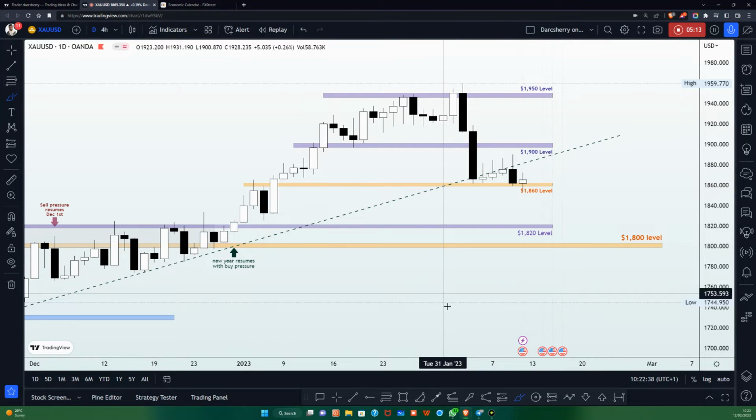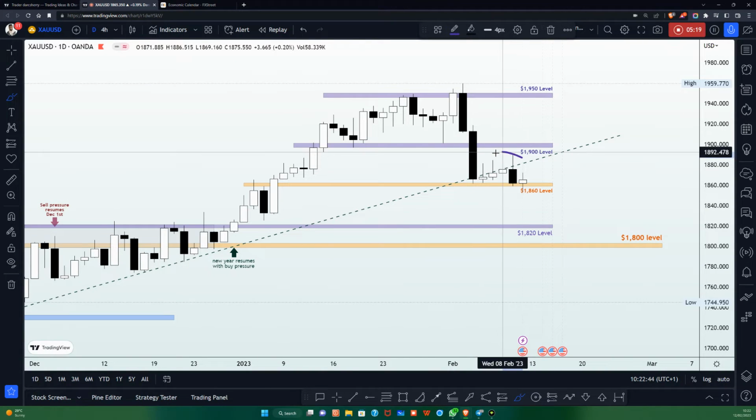But one thing about this consolidation phase here that is very evident is the fact that the nature of this candle seems more like a sharp rejection of this level to further emphasize that there is some level of selling pressure around that area, which I think at one point in time will finally break down the 1860 level to give us an opportunity to sell the XAUUSD.